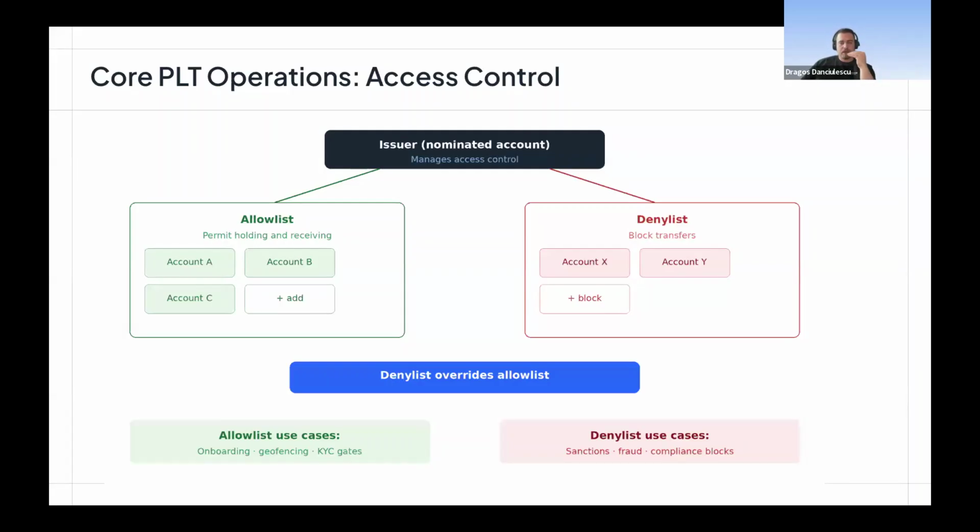On the other hand, we have the deny list. This means the opposite, of course. In this case, even if a user is in the allow list, if the deny list is also enabled and the account is added there, all transfers will be blocked. And the deny list will override the allow list. Now, the use cases for this are fraud, of course, sanctions, and compliance blocks.